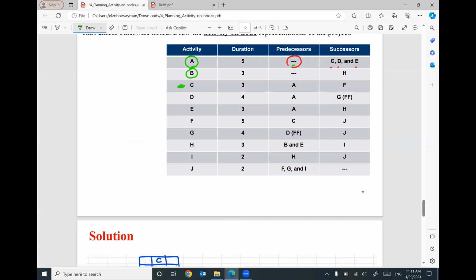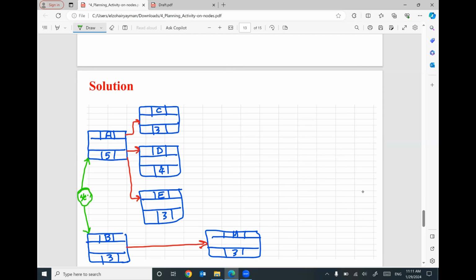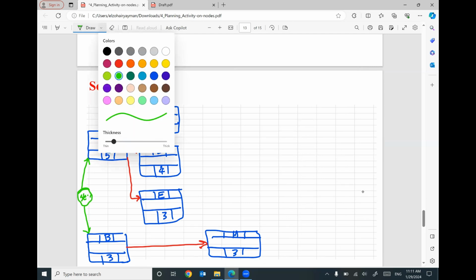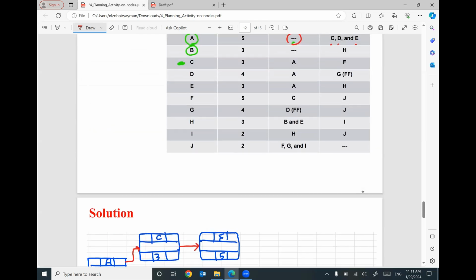For C, we have a previous A, that's fine, and the following is F. So I need to construct here an activity F after C. This is activity F with a duration equal 5, and the predecessor is C. That makes sense? For D, the predecessor is A, that's fine.